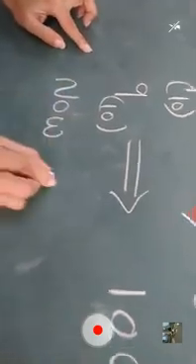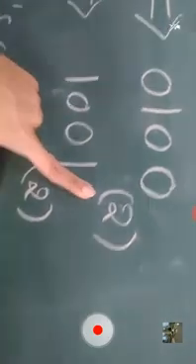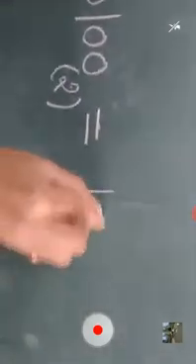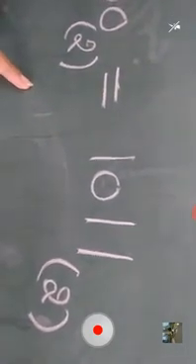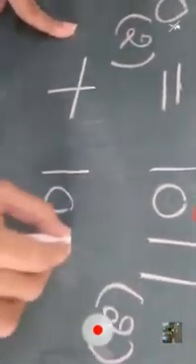Now, the ones complement of 0 1 0 0 base 2 is equal to 1 0 1 1 base 2. Now, this should be added with the given other number, that is 1 0 0 1. Again, base will remain the same.